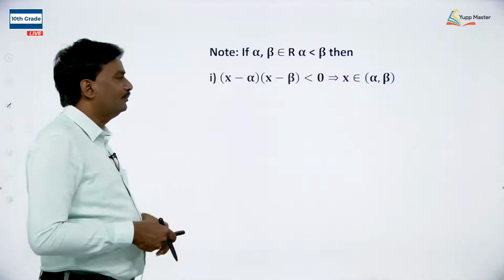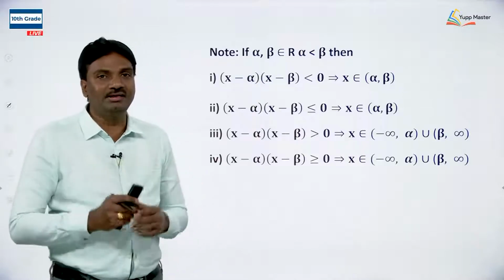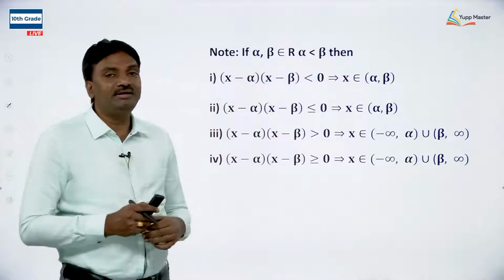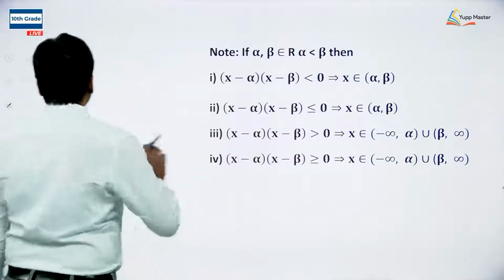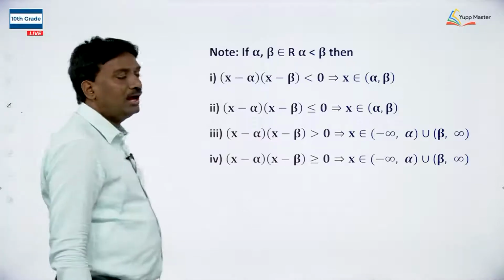Next, these are the most useful formulae while finding the domains of the given functions. Here, if alpha comma beta belongs to R, meaning real numbers, and alpha less than beta. Here alpha and beta are real numbers.